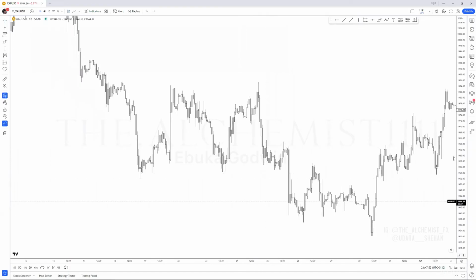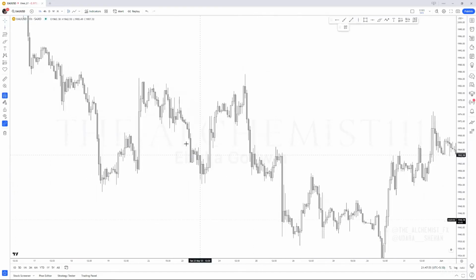Okay, this is how I practice. Just maybe draw some. I do not use any indicators. Just draw some vertical lines on the London kill zone, London open, and then the New York kill zone.